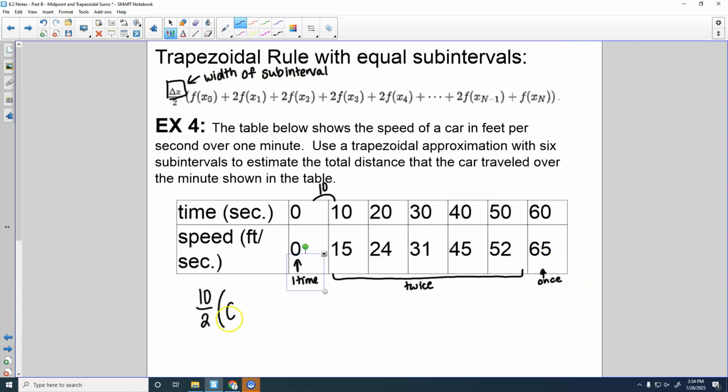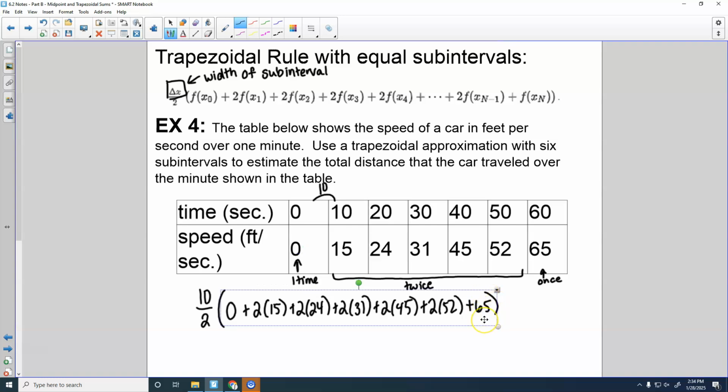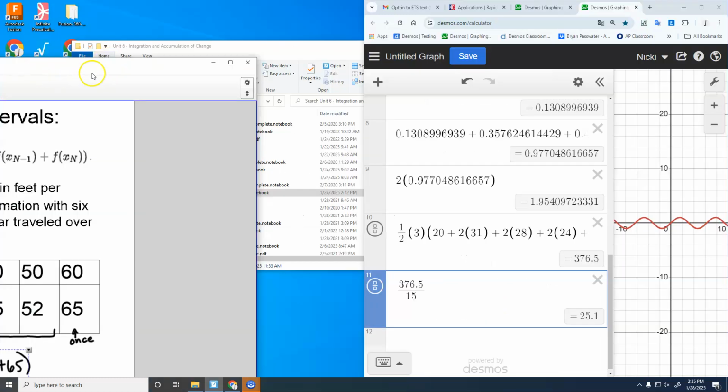So it's going to be 0 plus 2 times 15 plus 2 times 24 plus 2 times 31 plus 2 times 45 plus 2 times 52 plus 65. There. And so that saves us a lot of time on doing this, because we don't have to do every trapezoid separately.